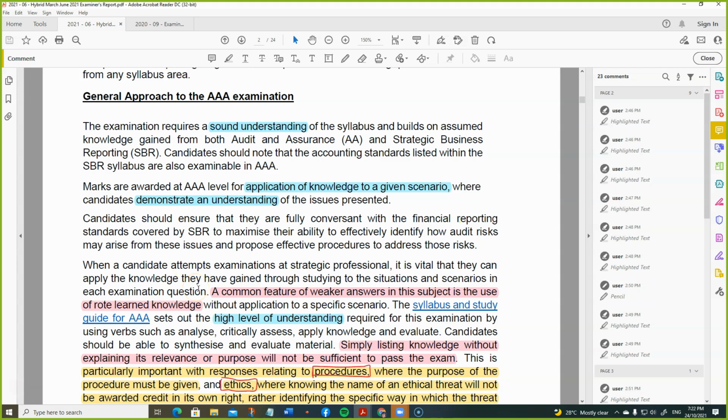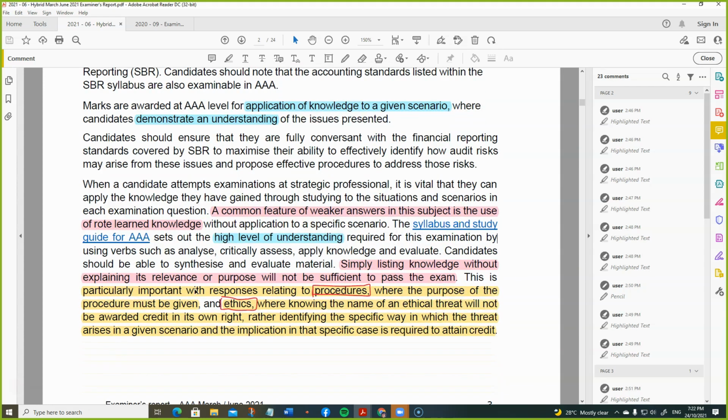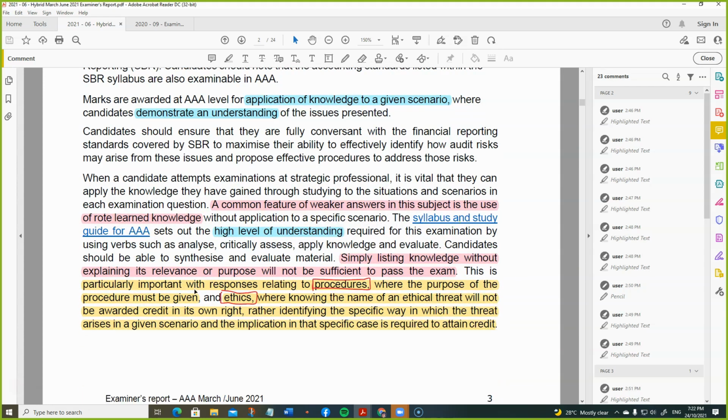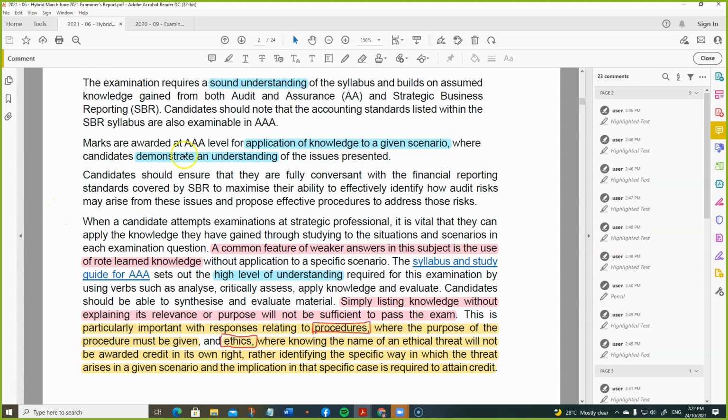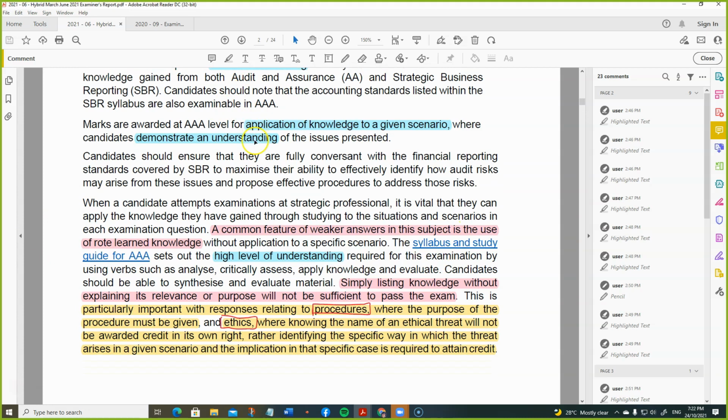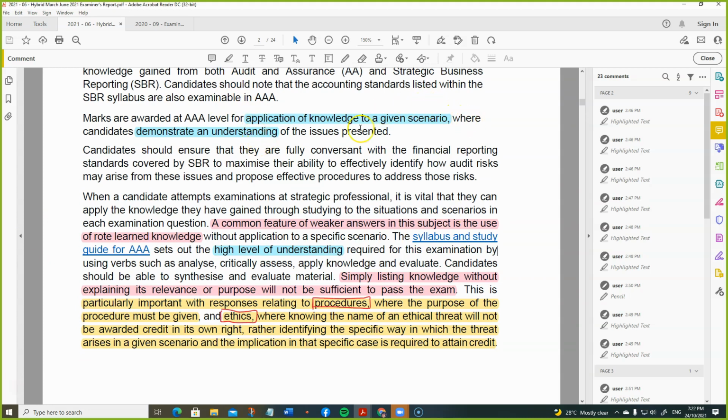We've got so many different scenarios. And if you look at the second paragraph here, it says marks awarded at the AAA level are for application of the knowledge. When you talk about application of knowledge, if you look at the sound understanding, it's in blue. Application of the knowledge is also in blue. So it's not just knowledge alone. It says where candidates demonstrate an understanding of the knowledge. So application is to do with understanding. The only way you can know whether you can apply it or not is by doing lots of past questions and having a variety of scenarios.